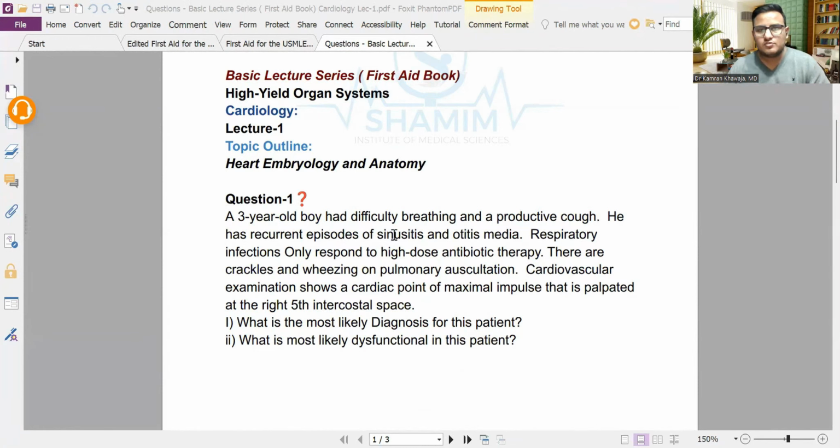He has recurrent episodes of sinusitis and otitis media. Respiratory infections only respond to high-dose antibiotic therapy. There are crackles and wheezing on pulmonary auscultation. Cardiovascular examination shows a cardiac point of maximal impulse that is palpated at the right fifth intercostal space. What is the diagnosis and what is dysfunctional in this patient?